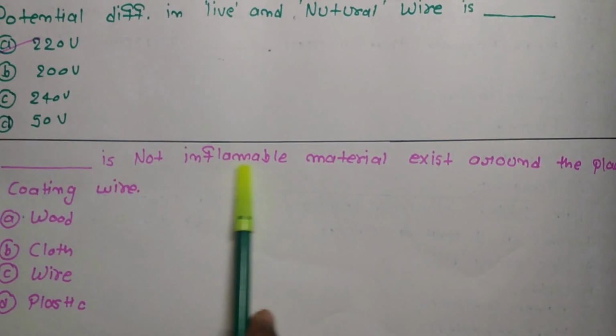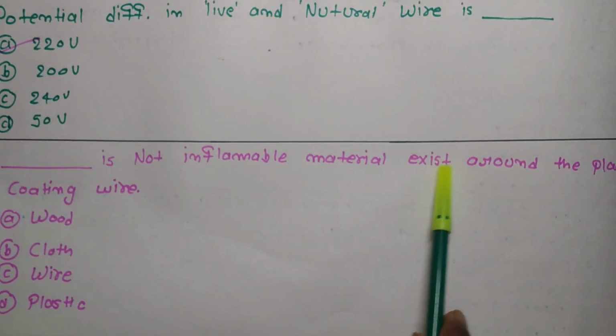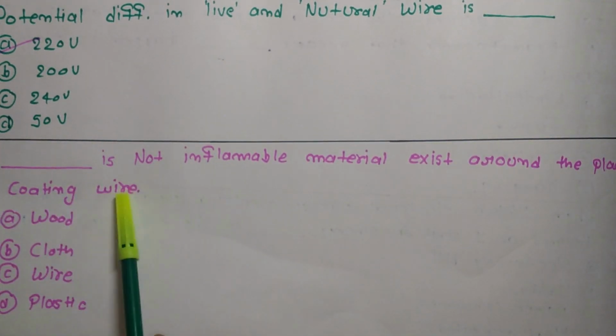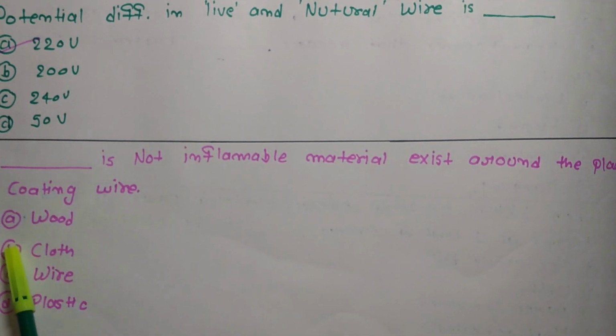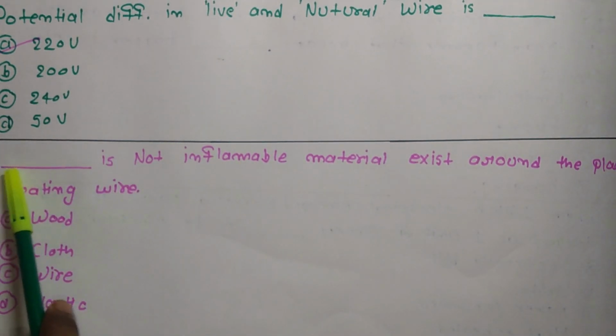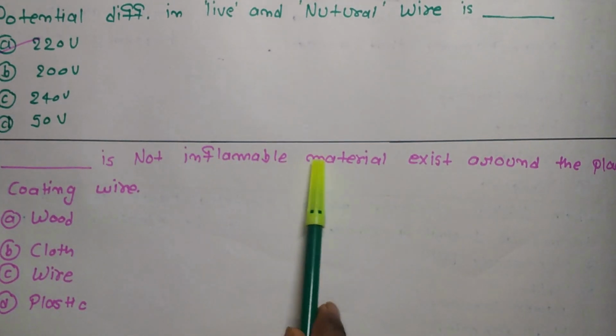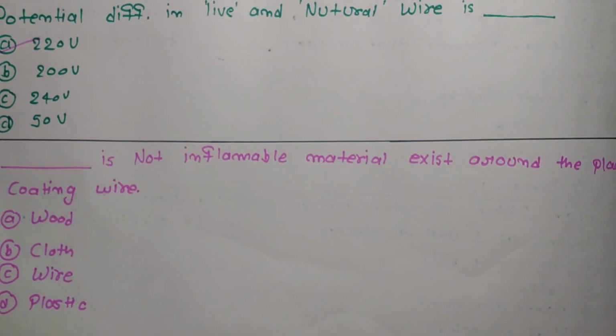Dash is not inflammable material existing around the plastic coating wire. A. Wood, B. Cloth, C. Wire, or D. Plastic. So the wire is not inflammable material existing around the plastic wire. So the correct answer is C. Wire.